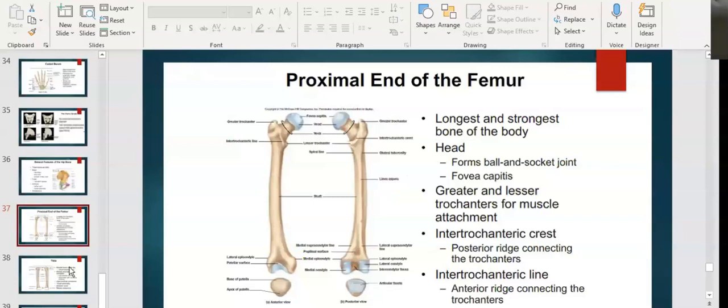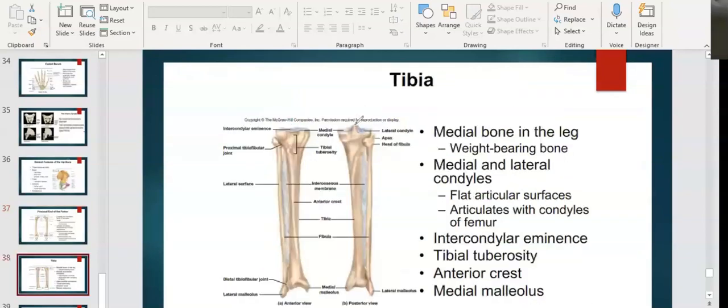So then if we go right here, we're going to have the tibia, and we said this is the intercondylar eminence right there. You're going to have in here the medial condyle and the lateral condyle. This is the posterior view. This is the anterior view. So in the anterior view, you're going to have this one right here called the tibial tuberosity. This is in the proximal epiphysis.